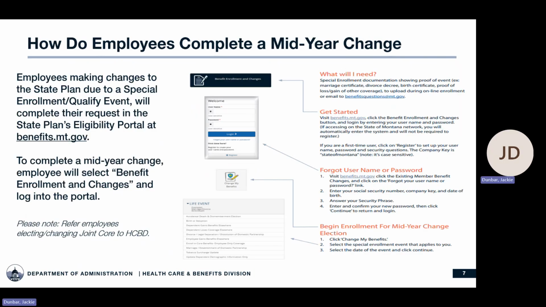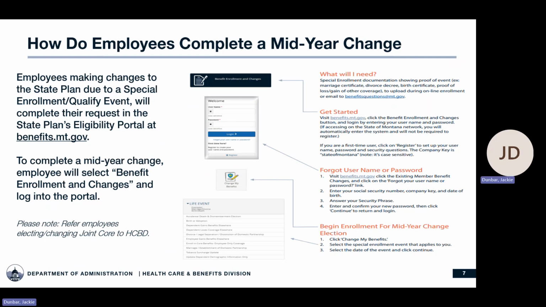How do employees complete a mid-year change? Employees making changes to the state plan due to special enrollment or qualifying events will complete their request in the state plan's eligibility portal at benefits.mt.gov. To complete a mid-year change, the employee will select benefit enrollment and changes and log into the portal.